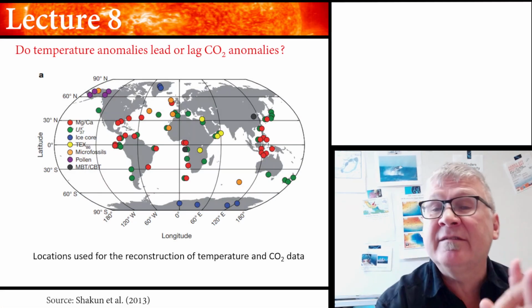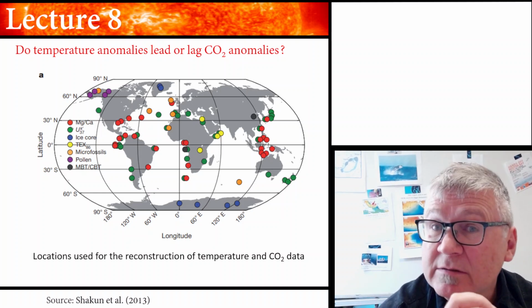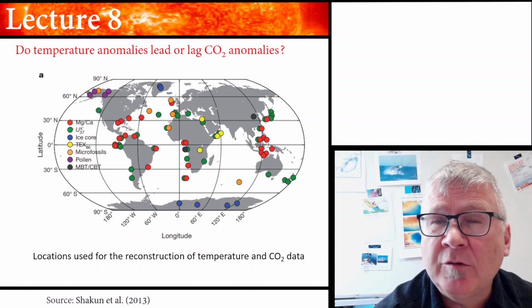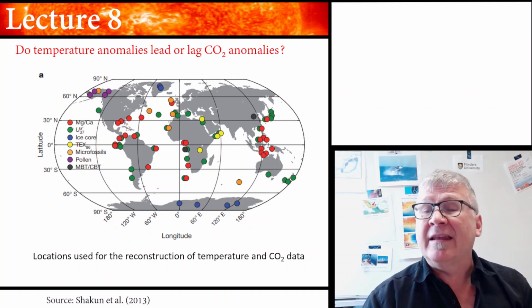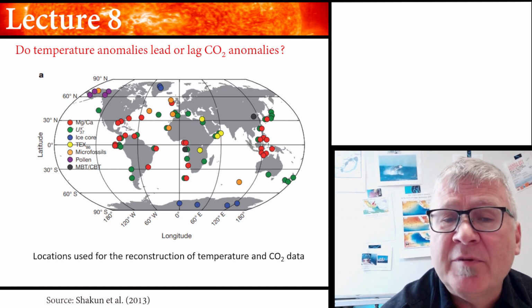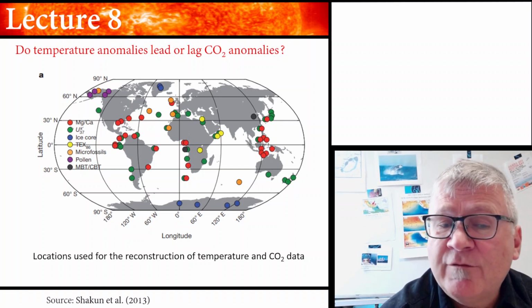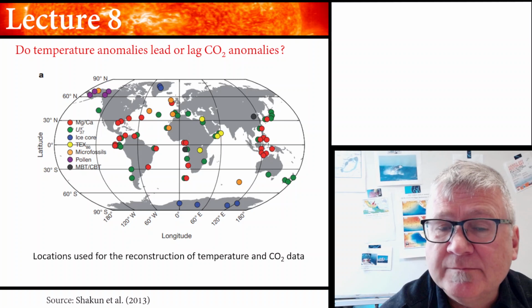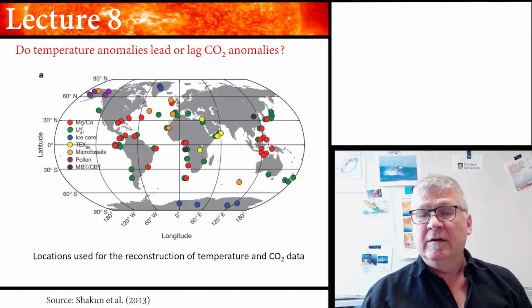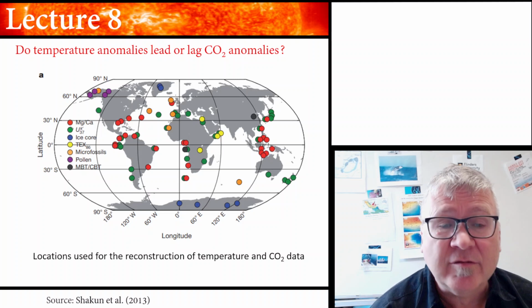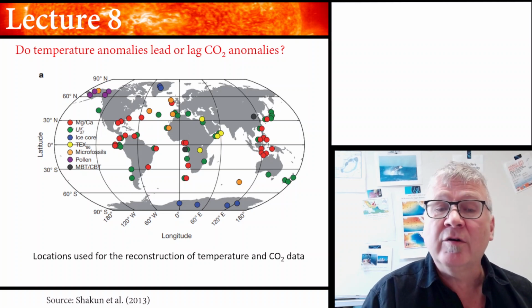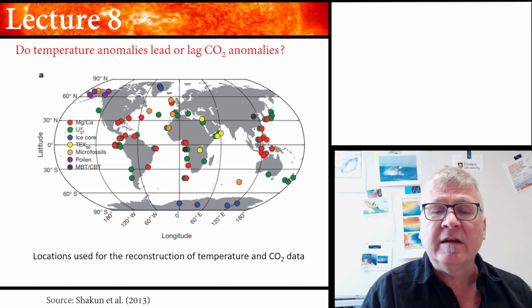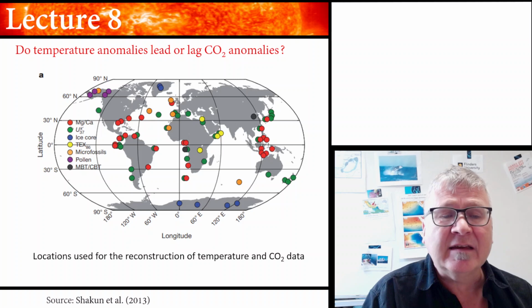All right, let's have a look at some reconstructions. This is taken from a work by Shakun et al., published in 2013. They not only looked at ice cores, but also reconstructions of temperature and CO2 anomalies from other data, from microfossils and other types of data. Again, the distribution of the data sites is shown on this graph. You can see that there are sites in the northern hemisphere and in the southern hemisphere, including Greenland and Antarctic ice cores.